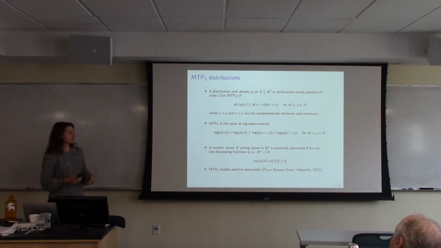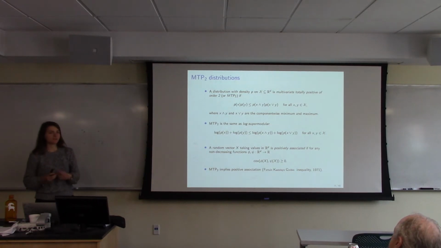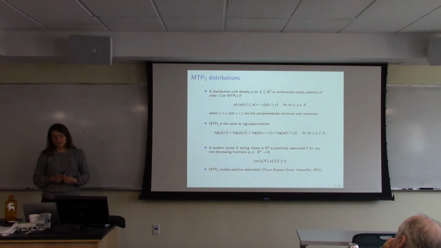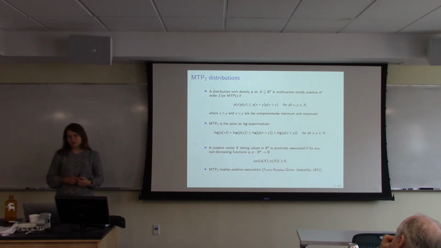In particular, it implies positive association. So what is positive association? A random vector x taking values in R^d is positively associated if for any non-decreasing functions phi and psi, the covariance of phi of x and psi of x is non-negative.